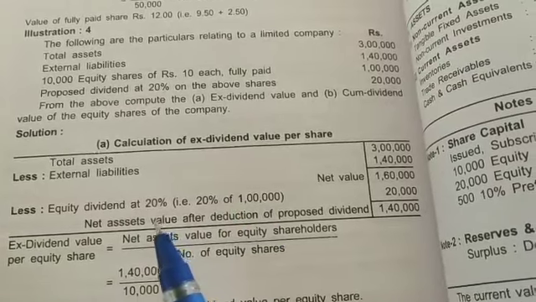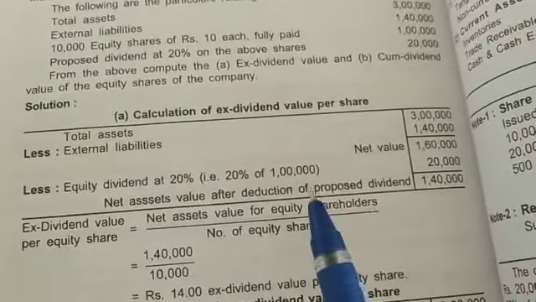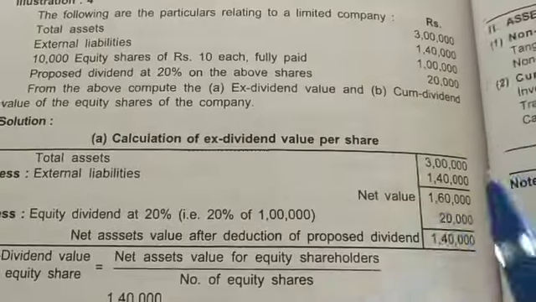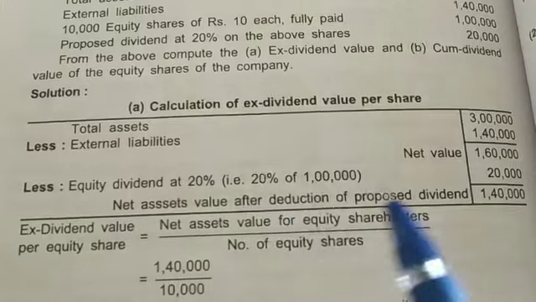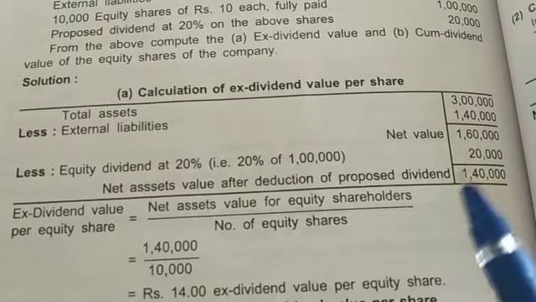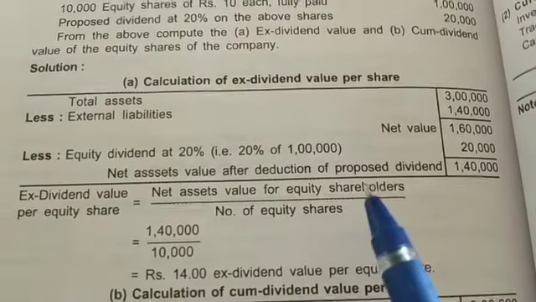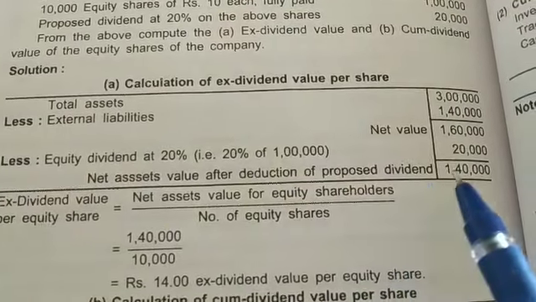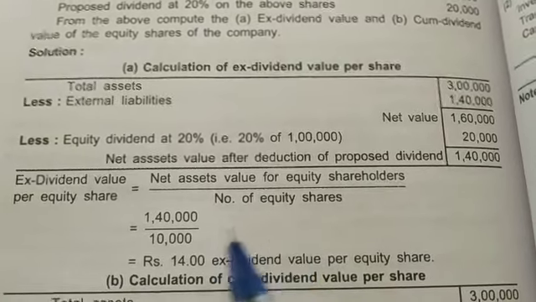We have to deduct the proposed dividend on that. So see here, equity dividend at 20% on 1 lakh. That means the equity shares value is 1 lakh, and on that 1 lakh we have to deduct 20% equity dividend, that is 20,000. So then we get 1,40,000 as the net assets value after deduction of the proposed dividend. By using that, we have to find the value of the equity share.